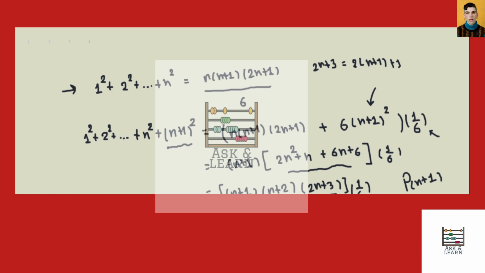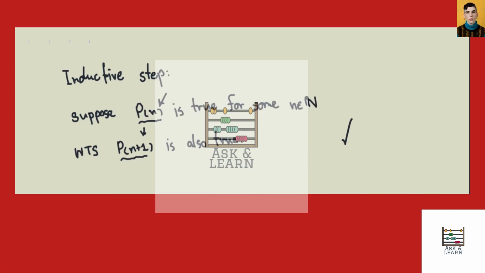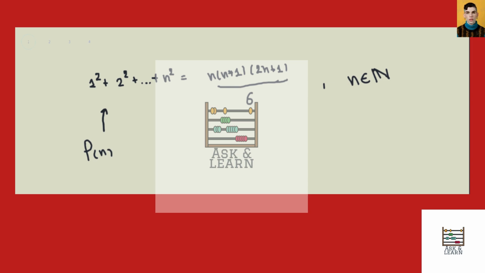We have shown that the sum of integer squares from 1 to n+1 equals this formula. So we have proven the inductive step, and we are clear on both steps now. It means that by math induction, it is true for any positive integer n.